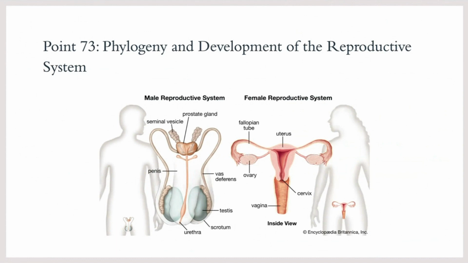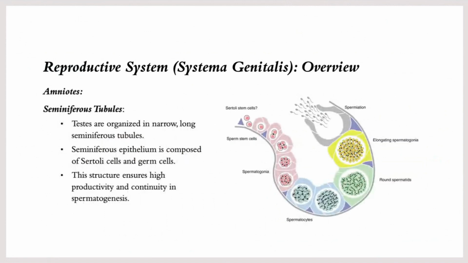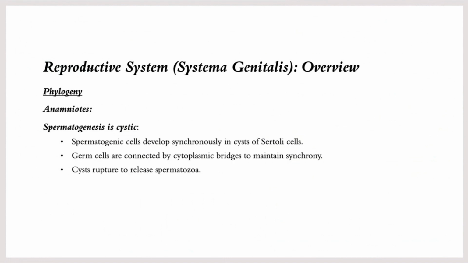So of course, for the reproductive system, you need to be able to give an overview of which organs are involved. And of course, as I said, when you're giving this overview, you're going to talk about it in relation to humans. Okay? So the overview, first of all, when it comes to the phylogeny, we have anamniotes and we have amniotes. Anamniotes are animals like the fish and the amphibians, and we're going to talk about them first.